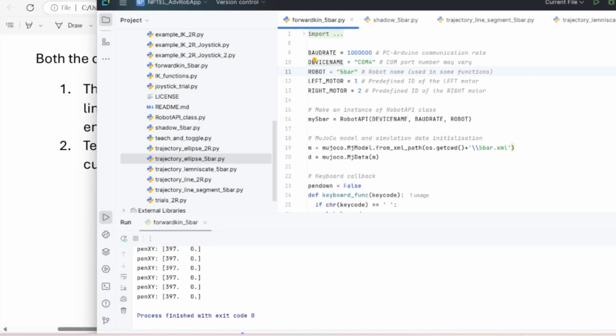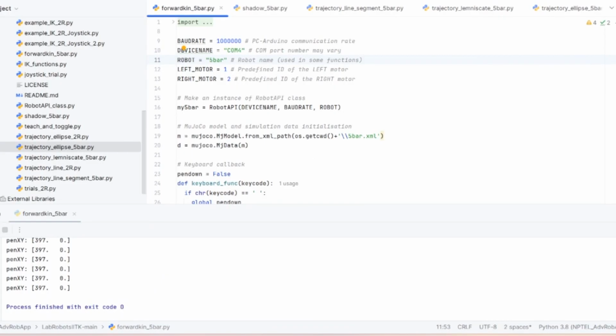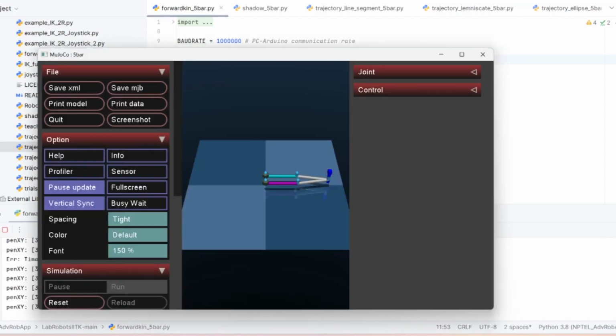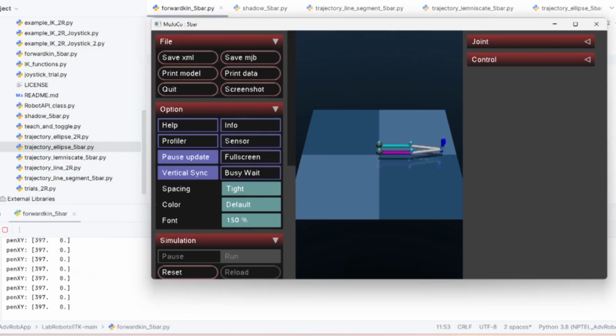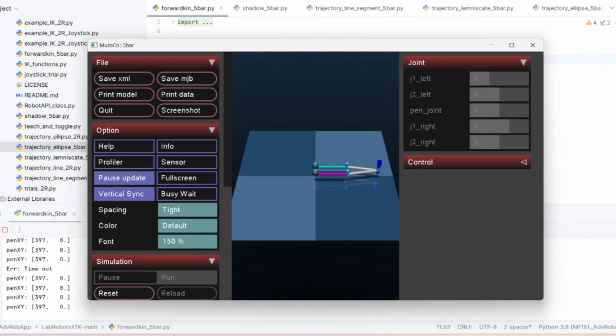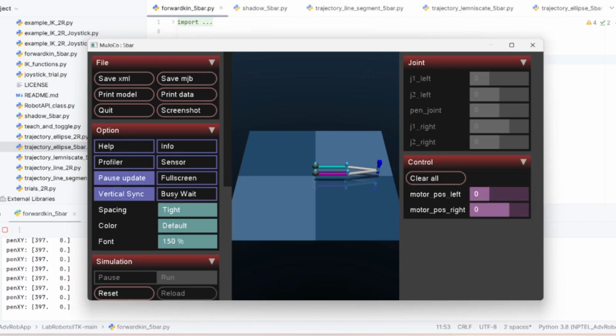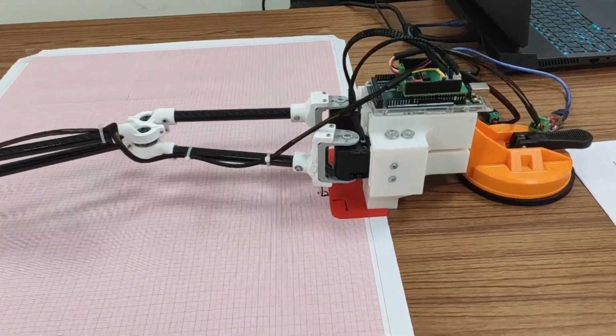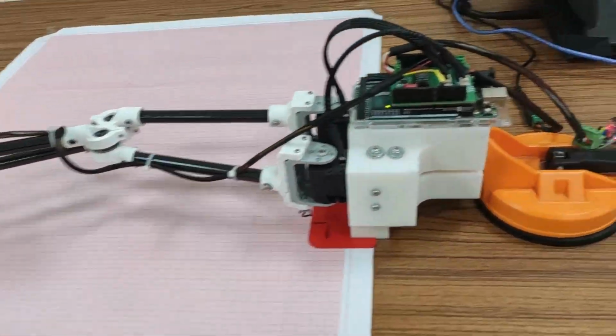The first program is here, which is doing the forward kinematics. Let us run the program. It is connecting to the simulation. You can see this is the MuJoCo simulation, and let me take it this side. In terms of joints, in terms of control of the motor position, this is the 5-bar mechanism that we talked about.